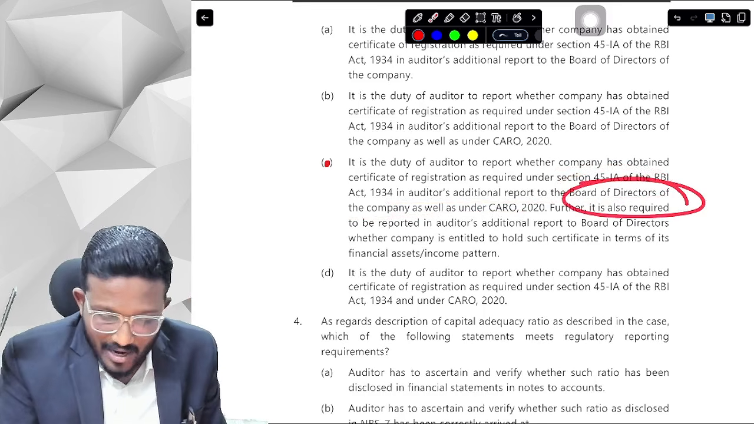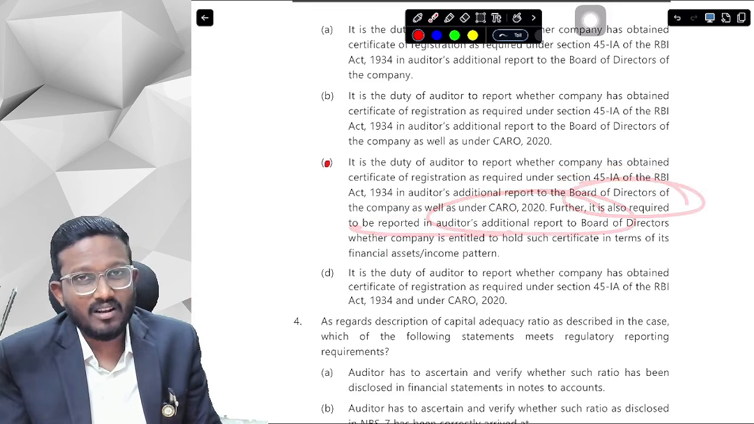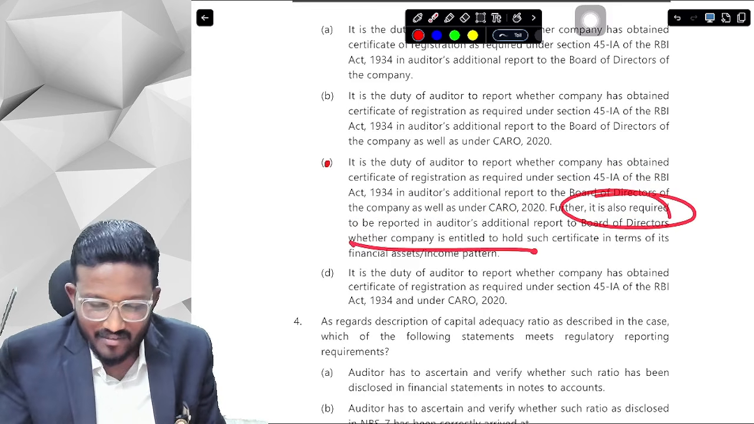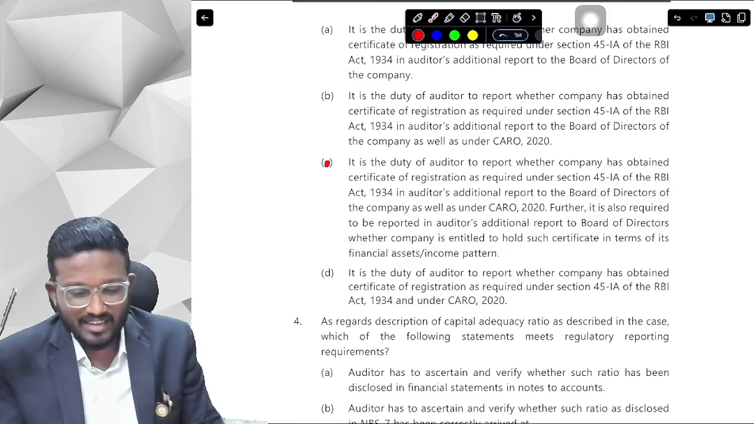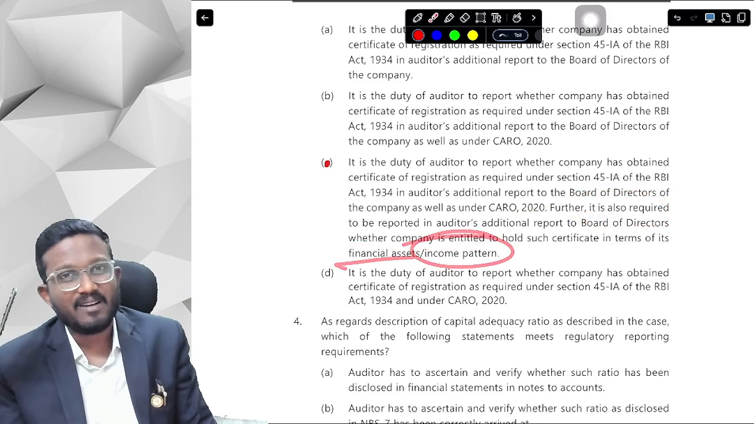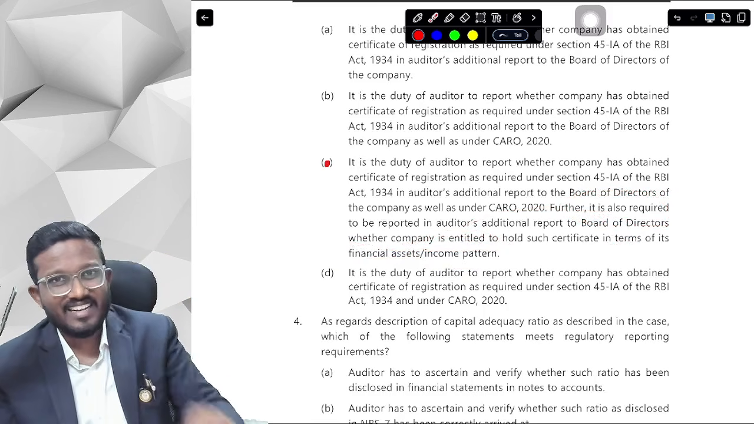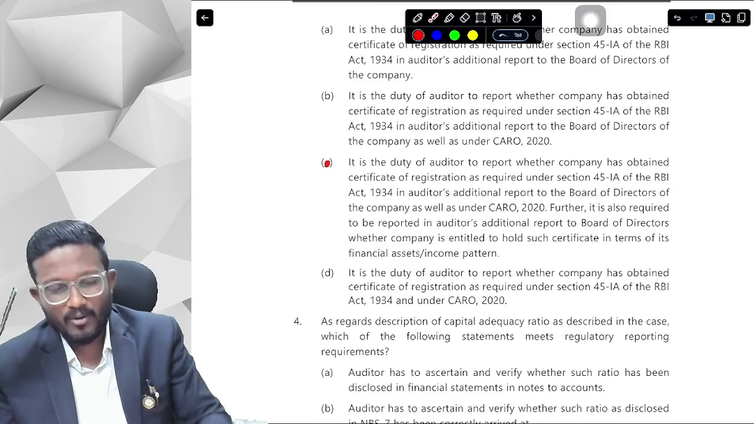Secondly, we are also required to report in an additional audit report to the board of directors whether the company is entitled to hold the certificate as per financial assets and income pattern, that is the 50-50 test. Okay, yes sir, we have to report to the board of directors as well.